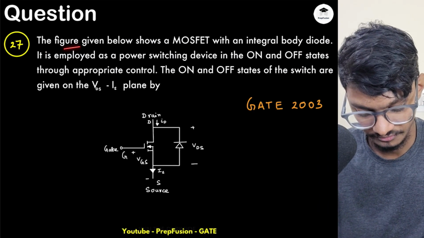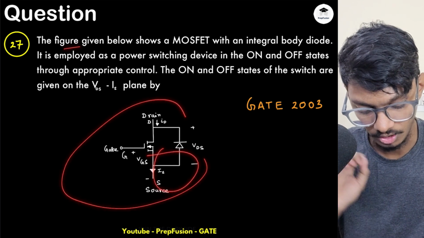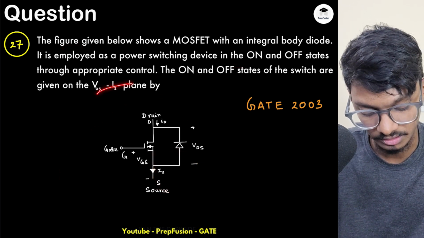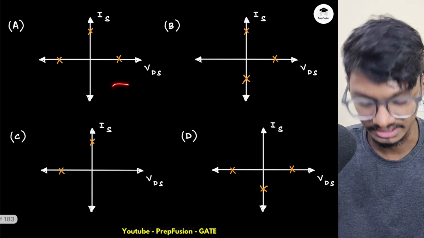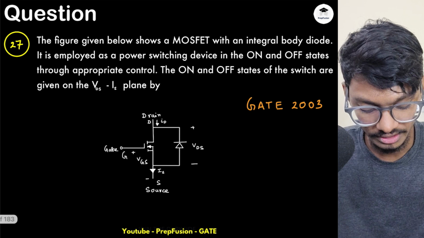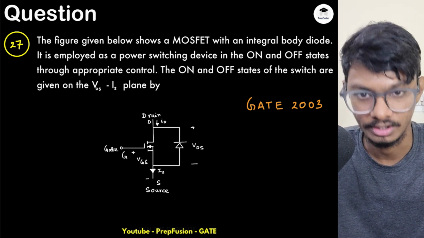In this question, the figure of a MOSFET is given with the body diode, and the on-off states are told with appropriate control. So they are asking the on and off states of the switch are given by the VDS and IS plane. Where will the voltage and current be when it is on and off?